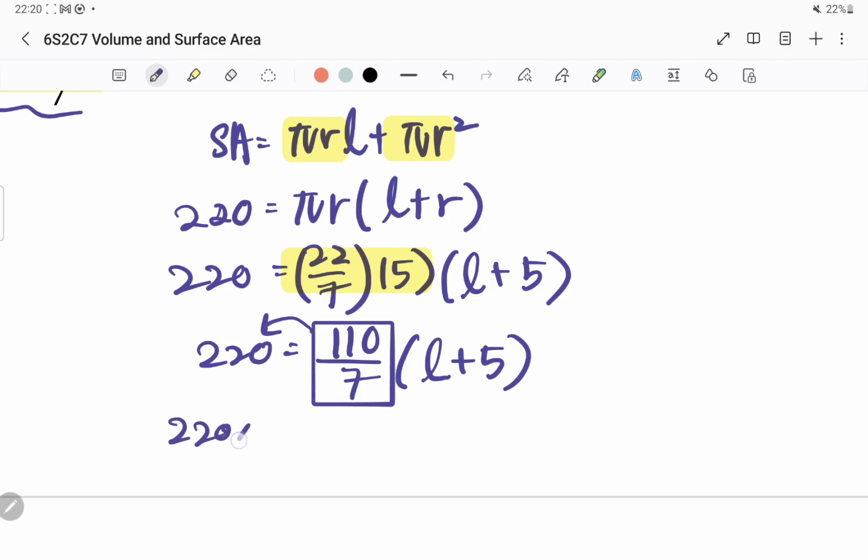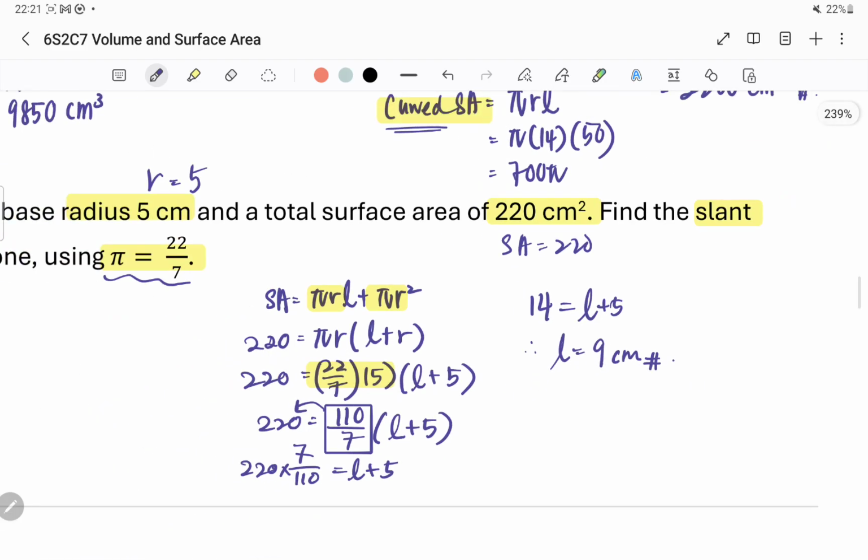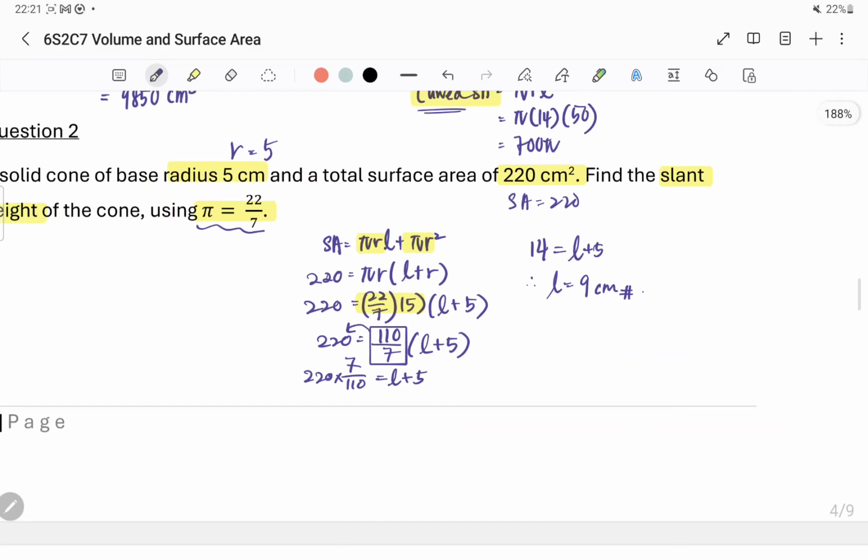So 220 you multiply 7 over 110 equals length plus 5. So 220 multiplied by 7 over 110, you should get 14. So on one side you have 14, on the other side you have length plus 5. So this will automatically give you the slant length is 9 cm. Okay, so this is very simple.